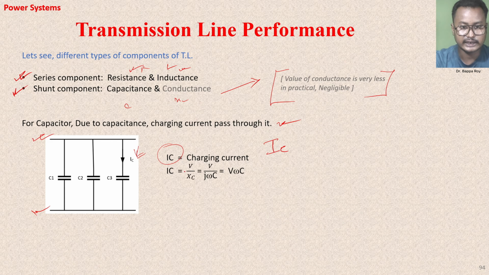So IC is equal to V by XC, which is equal to V by j omega C, and from here we can write V omega C.